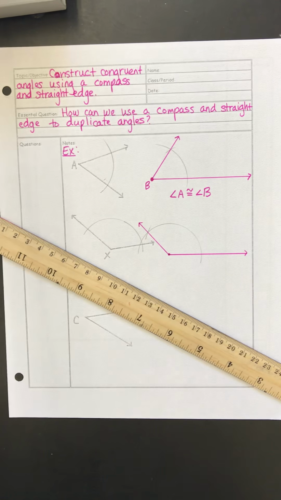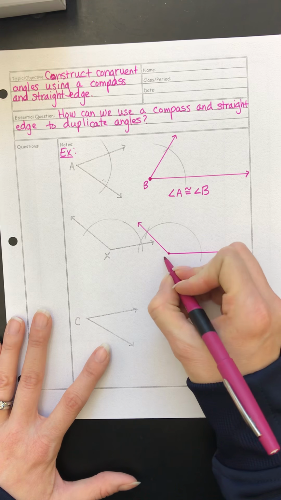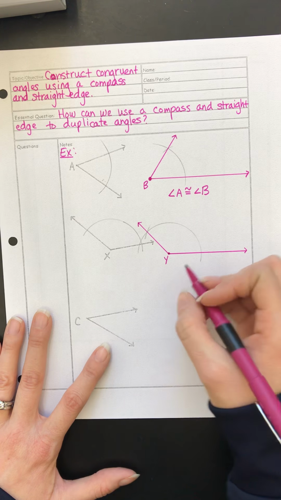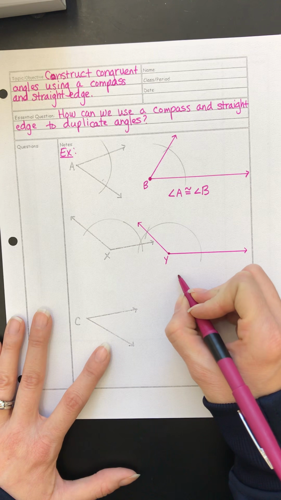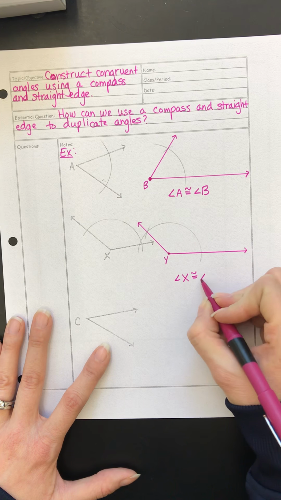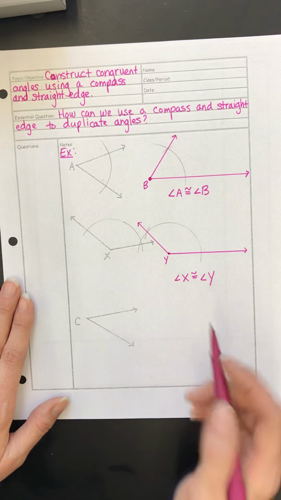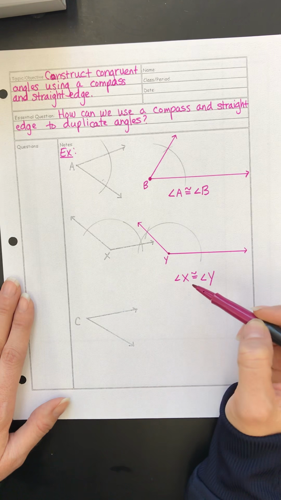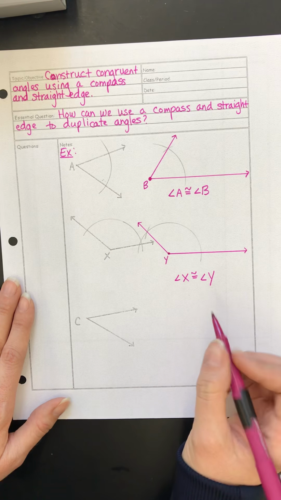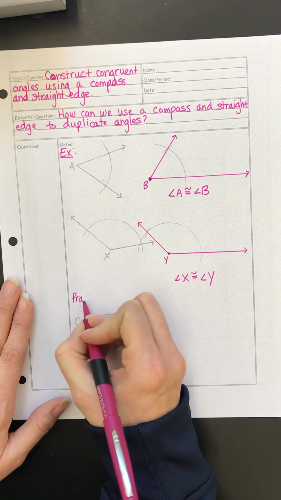And I have created a congruent angle. We're going to give this a name, I'm going to call it Y, and I'm going to write a congruent statement for this. So angle X is congruent to angle Y. Okay, again, if you didn't catch that, go ahead and go back and watch it again. If you're ready to go on and get some practice, that's what this is for.